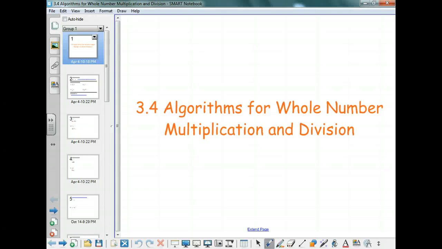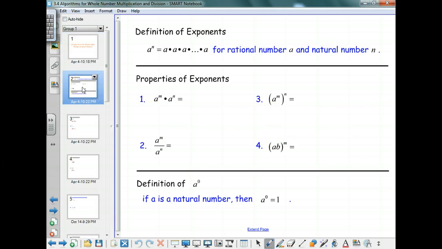Actually going to start with a question that was asked about today, and it had to do with the closure of exponents. So we're going to look at algorithms for whole number multiplication and division. But the first thing we need to talk about is exponents. So, definition of exponents first.